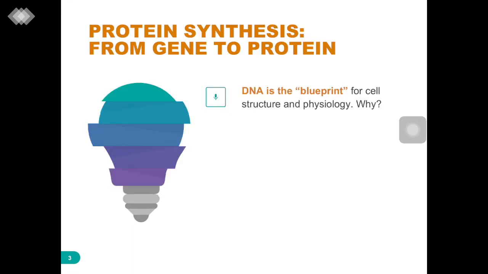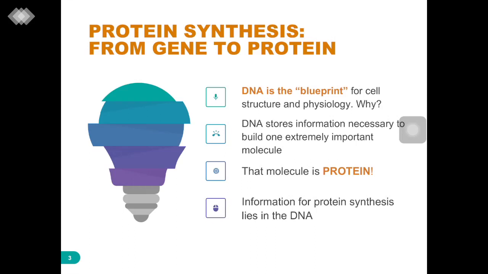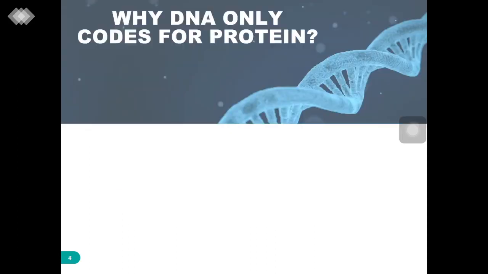We know that DNA is the blueprint of the cells, because it contains the information. The information in the DNA is important because it is the information needed to produce these molecules. Okay, what are the molecules? Those are protein. Why does the information in the DNA only contain information to produce protein?